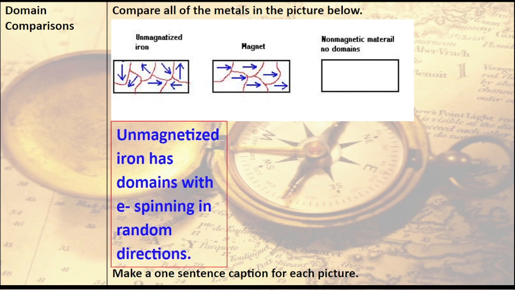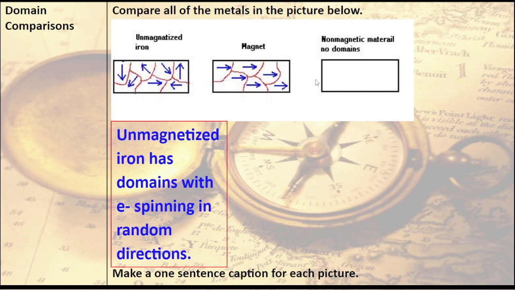So the first one, we're going to say the unmagnetized iron has domains with electrons that are spinning in random directions. How do I know they're random directions? Well, if I see here, these arrows are all pointed in different directions. Therefore, they're randomized. How do I know there are domains? Well, we said domains are the sections within those materials.